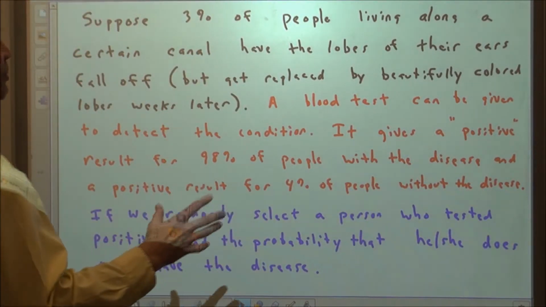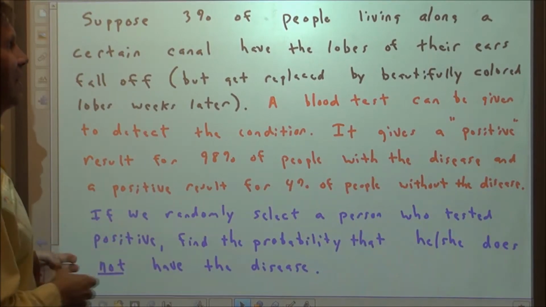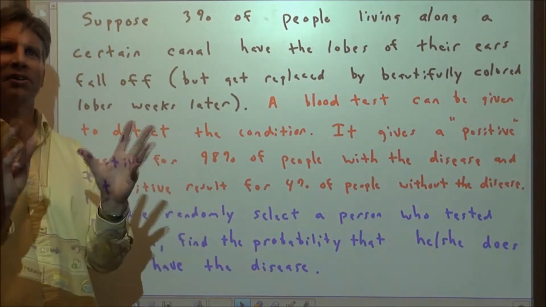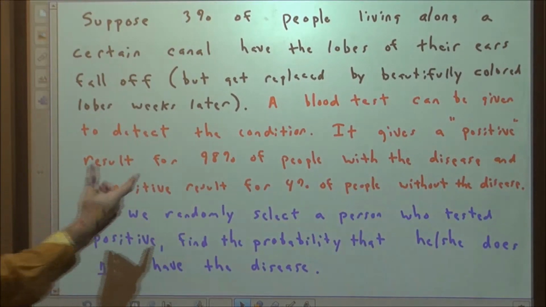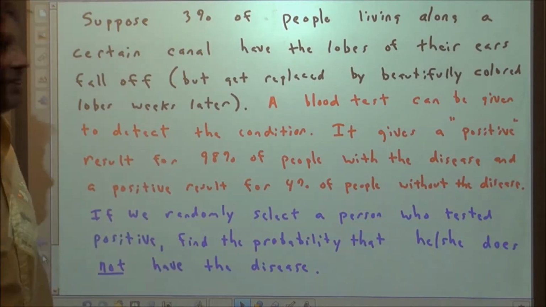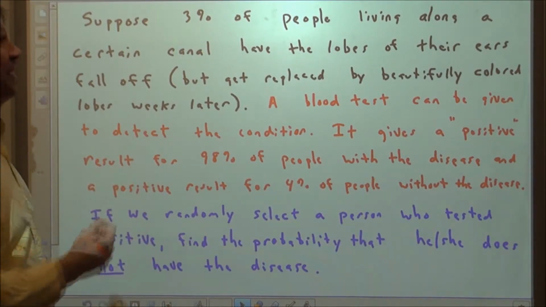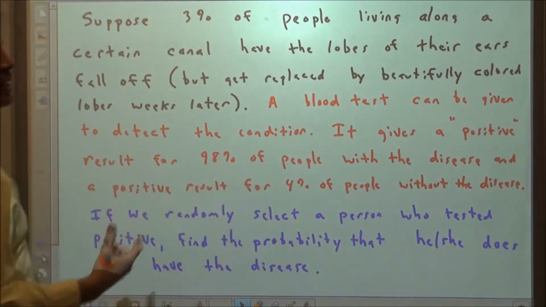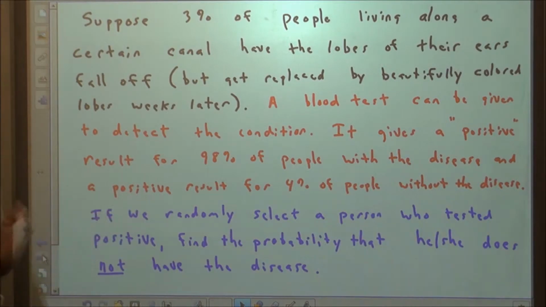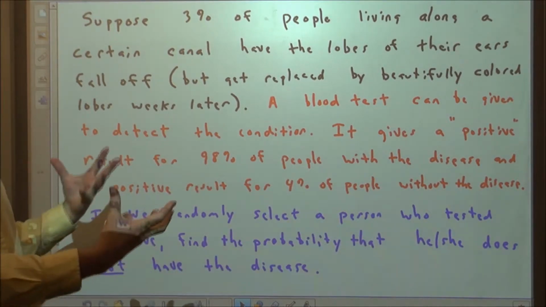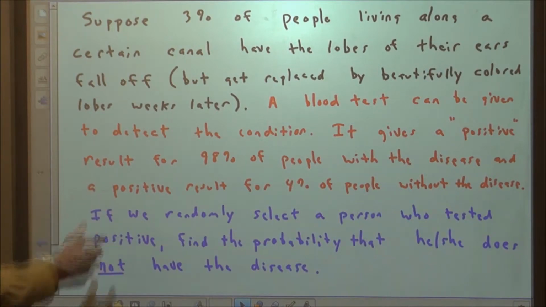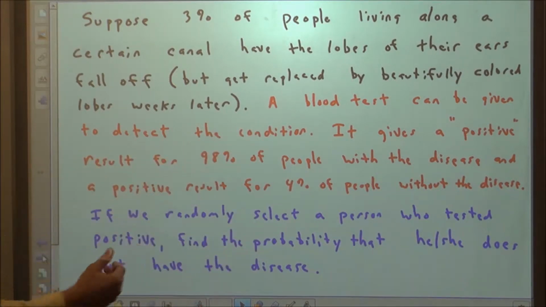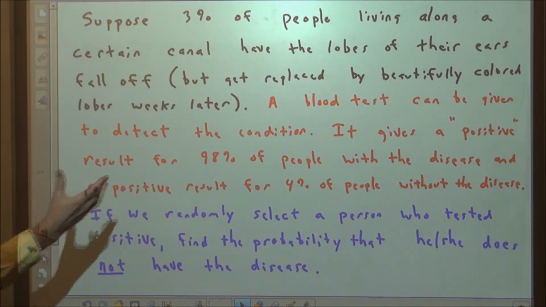So let's suppose that 3% of people living along a certain canal have the lobes of their ears fall off. But don't worry, they get replaced by beautifully colored ones a few weeks later. But let's suppose there's a dude in the area that collects these ears. He lives in a van, and he goes by the name Julius Caesar because he's a Roman citizen. He's always asking people, hey, lend me your ears, so that he can make some beautiful artwork with them. So it's kind of funny when he drives by in his van, they say, hey, look at that van go. But anyways, that's the whole ear thing. It's goofy. Let's move on.